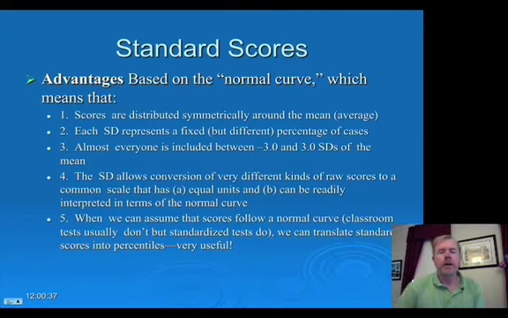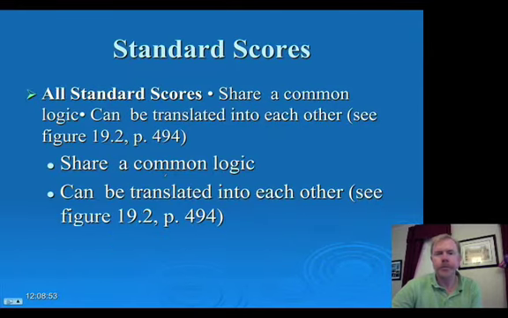All right? We have to make assumptions, though, that our scores follow a normal curve. And classroom tests that we would normally give generally don't. They're usually a skewed distribution. However, large-scale norm reference tests do follow this pattern, and so we can make a lot of assumptions about how we can interpret those scores. So, standard scores share a common logic. They can all be translated one into another.